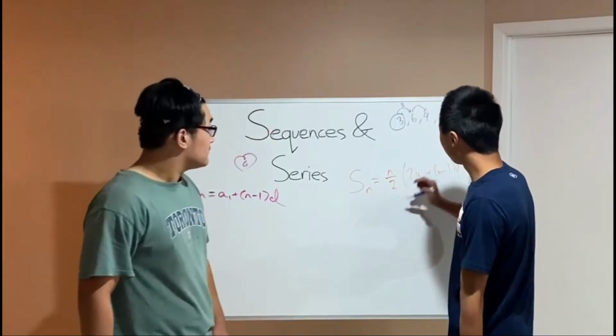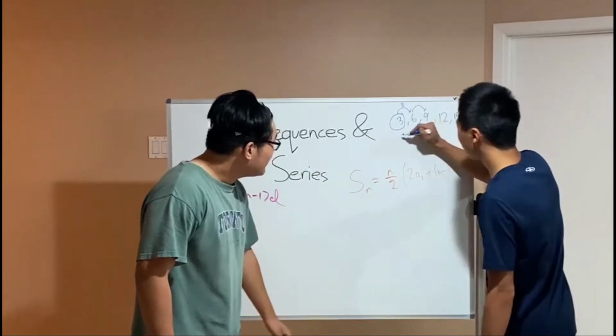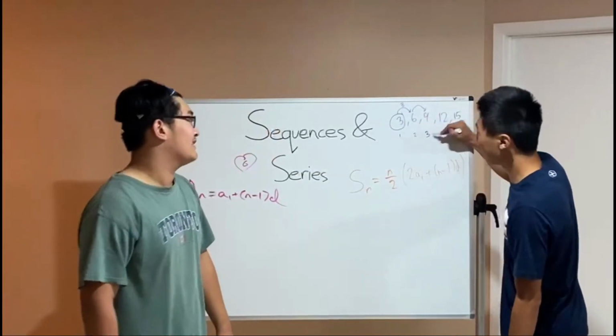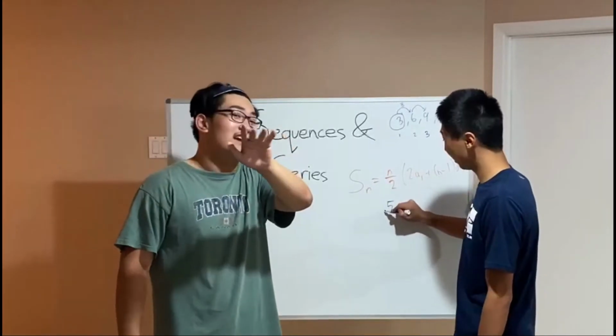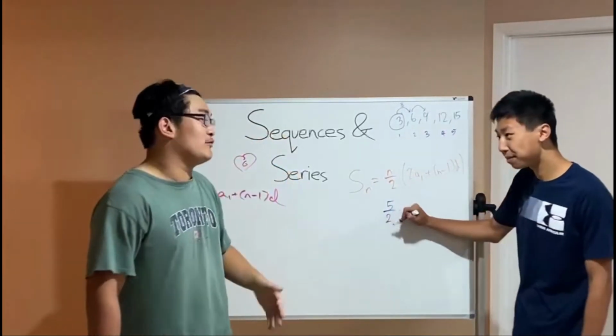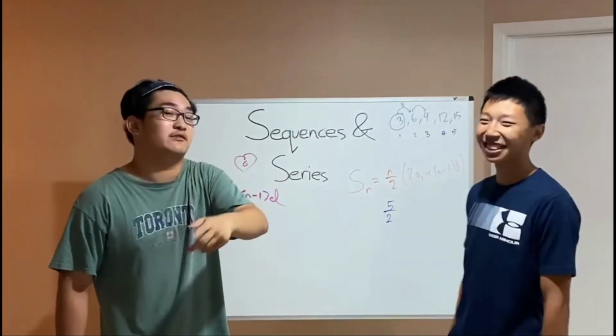We want to find the sum up to the 5th term. First term, second term, third term, 4th term, 5th term. There are 5 terms. Oh, by the way, guys, if you have a little trouble with this and we're going too fast, don't stop the video, but take some free time somewhere else to do this.